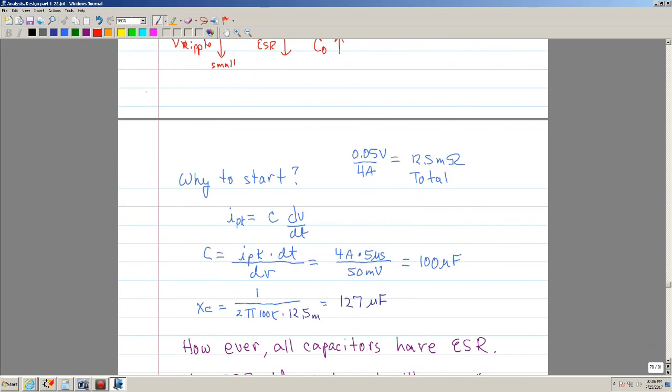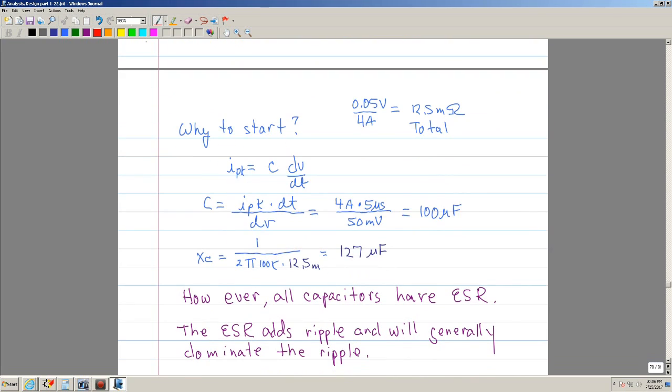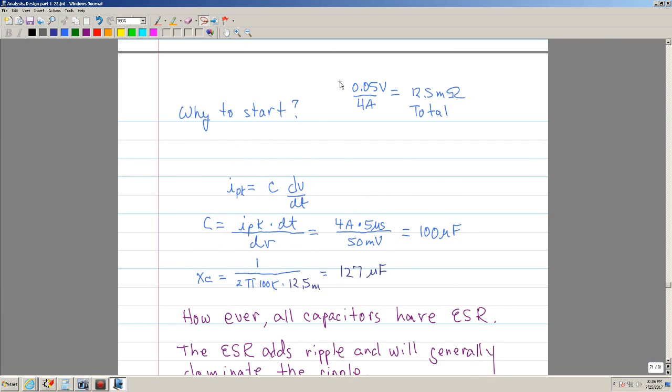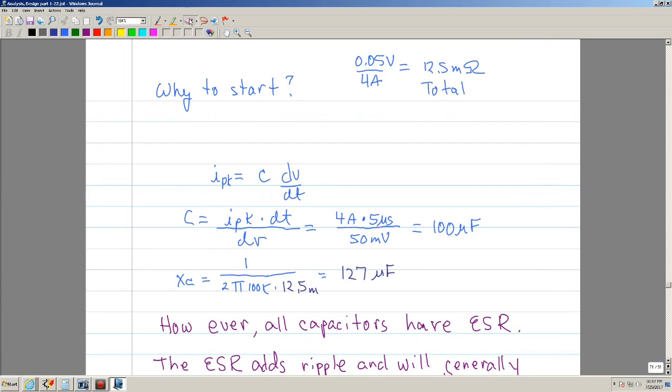So you might say, well, how small? And how do we start? So let's go ahead and start, and let me move this a little bit. Go ahead and erase this. Let's start with the ripple specification. In this case we want something 50 millivolts or smaller.